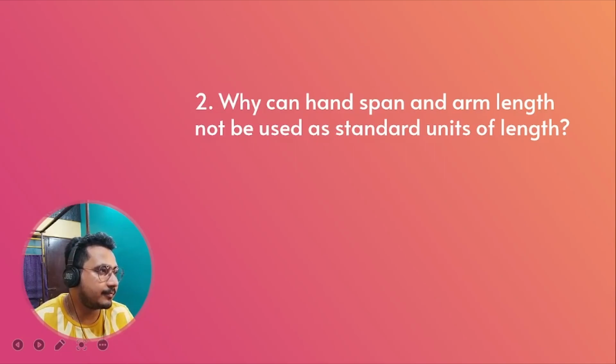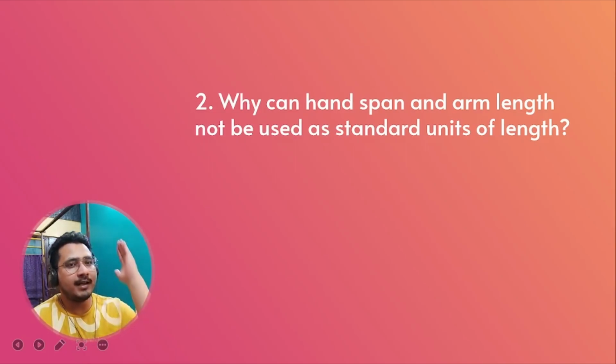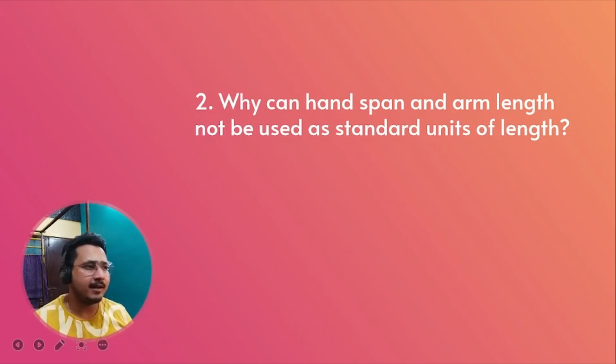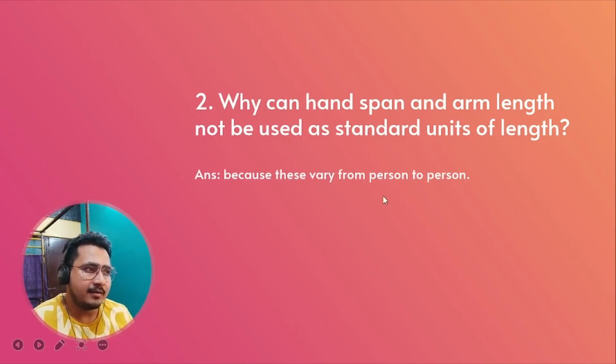Why can handspan and arm length not be used as standard units of length? This is the exact question we also discussed during the discussion of the footstep. Your arm length can be different from my arm length. So if we measure the same thing by our arm lengths, we will not come to the same conclusion; the result will vary. That means it is not a standard unit. Let's look at the answer also, because this varies from person to person. Next question.